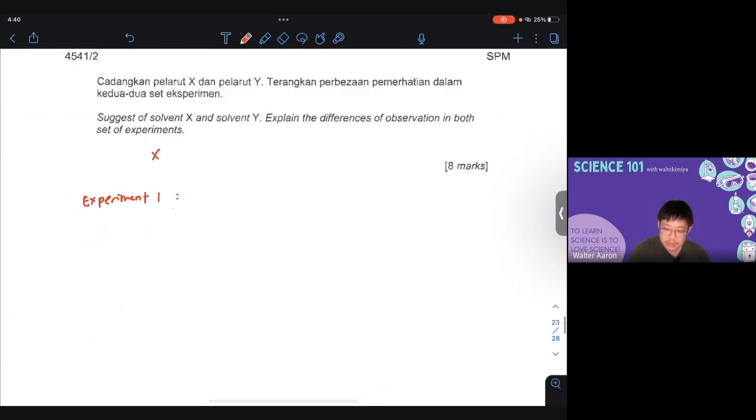First of all, let's suggest what X and Y are. X is water. For Y, you cannot just put organic solvent. You must give an example of an organic solvent. You can use anything that you want. For example, the easiest one is methyl benzene. Or benzene also can, up to you. Methyl benzene, ethyl acetate, hexane, propane, anything that is an organic solvent. So you should get 2 marks over here already.